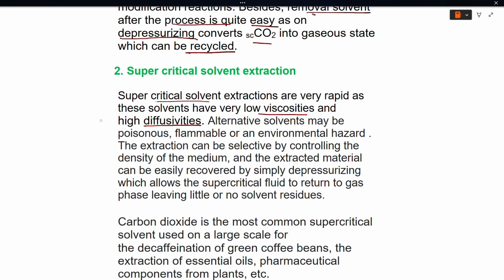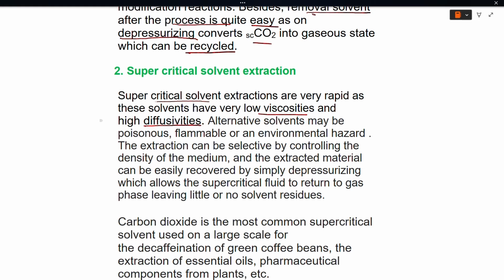What does it mean? Its diffusion is very high. If you give a substance to be extracted and I am using supercritical carbon dioxide, it diffuses within the substance and extracts whatever is soluble in it, because it can diffuse into the material faster than any other organic solvents, because it has the properties of gases. Just like a liquid, it has viscosity, but the viscosity is very low, and as a result it easily penetrates within the material to be extracted.